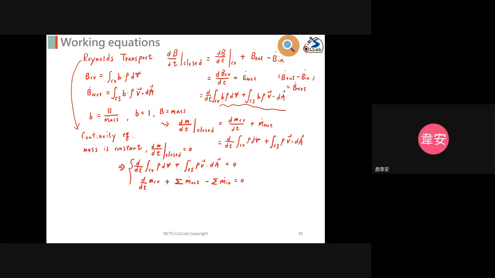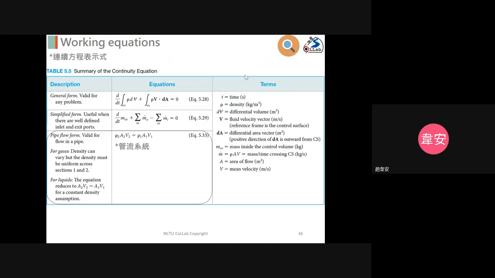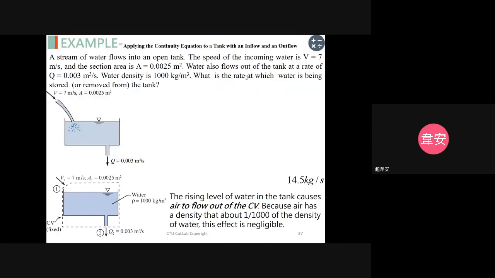Okay, so now we move to the exercise. We see the problem. This is the first exercise, and as you see, the exercise is just required to apply the continuity equation to a tank with only an inflow and outflow. So we see the questions.